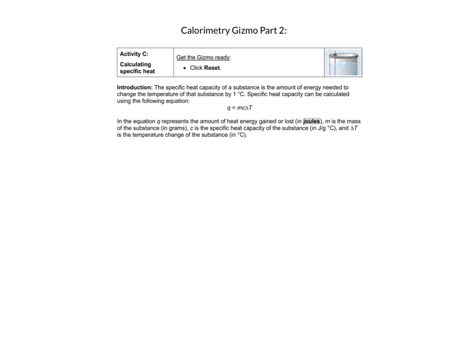All right, so I'm going to walk you through the Calorimetry Gizmo Part 2. So this is Activity C for the Calorimetry Gizmo. And in Activity 1, you guys were learning about calorimeters and how they worked and the concepts of specific heat and what a calorie and a joule is, along with heat capacity.